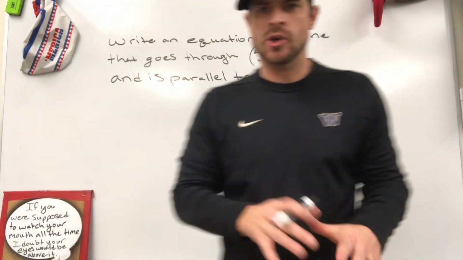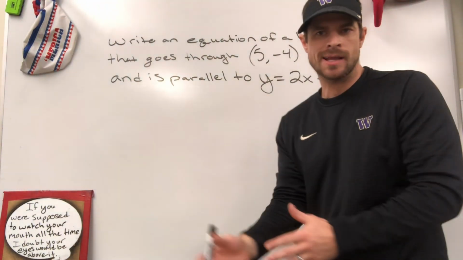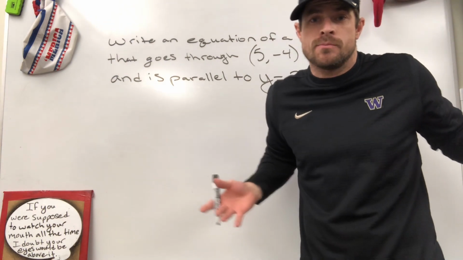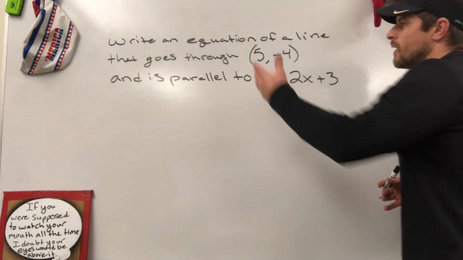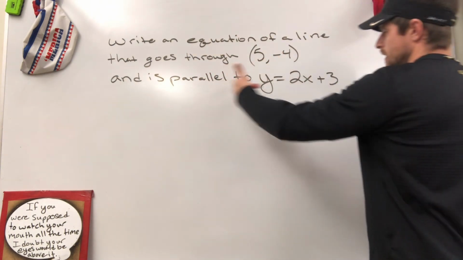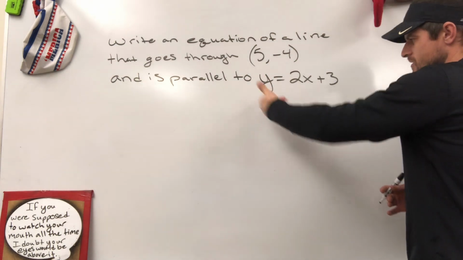All right, it's a point in your algebra class where you start talking about parallel and perpendicular lines. So really, it's all about that slope, baby. We've got to write an equation of a line that goes through (5, -4) and is parallel to this equation here, which is in slope-intercept form.